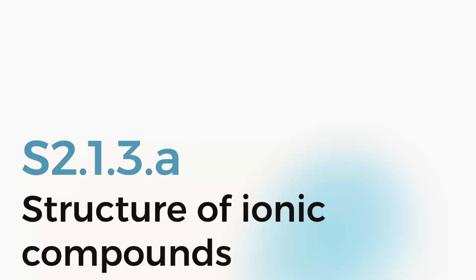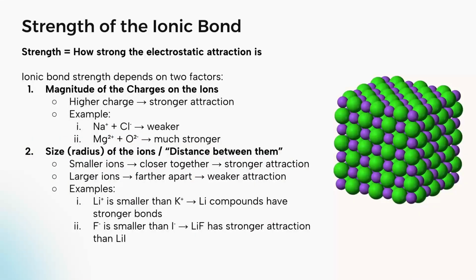So structure 2.1.3, part A, structure of an ionic compound. When talking about the structure of an ionic compound, as covered before, it is a lattice structure. Each cation has 6 anions surrounding it on 6 sides. And the strength of an ionic bond basically means how strong the electrostatic attraction is.